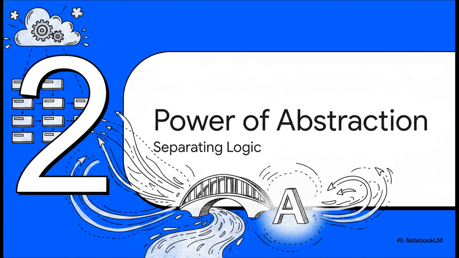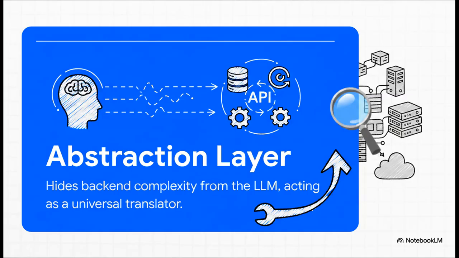Moving right along to Section 2, the power of abstraction and separating logic from services. So to actually give our LLMs these digital hands, we need what's called an abstraction layer. Basically, this is a component that hides all the messy underlying implementation complexity from the language model itself. It acts like a universal translator. Look, the LLM really shouldn't have to care if the tool it wants to use is powered by a REST API, a massive SQL database query, or just a simple local Python function. The abstraction layer handles all that messy reality, so the LLM can just focus on what it does best: reasoning.